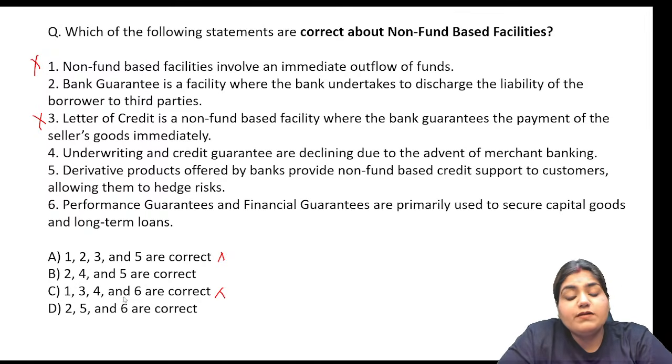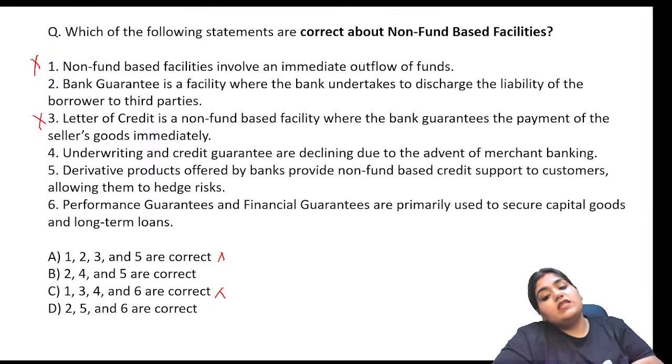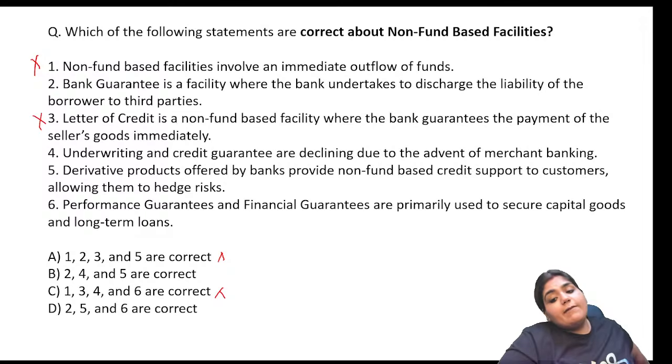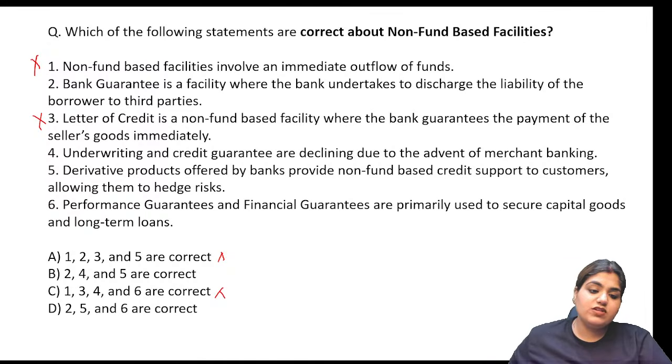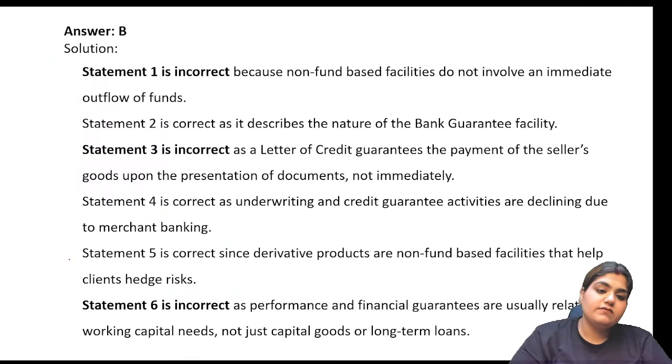Then we have statement number 6, which is incorrect. Performance guarantee and financial guarantee are primarily used to secure capital goods and long-term loans. They are used for working capital, not capital goods, not long-term loans. Statement number 6 is also incorrect. Wherever 6 is mentioned, let's eliminate that. And we have got B as the correct answer.